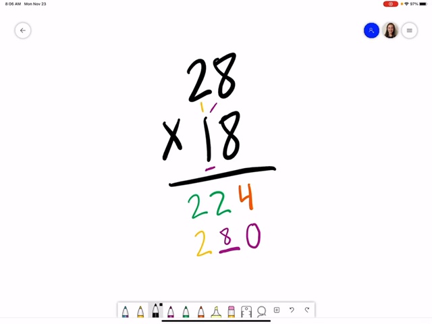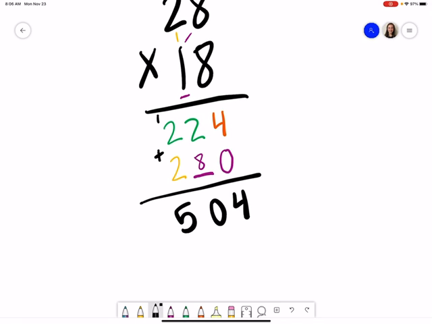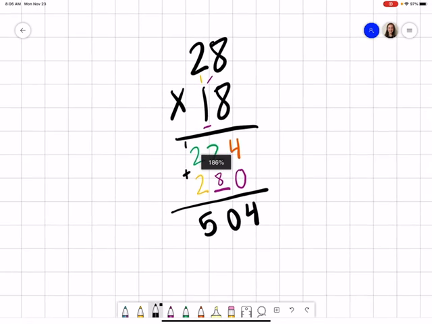Okay, now I can add these together to get my final answer. Okay, so 4 plus 0 is 4. 8 plus 2 is 10. Carry that 1. 2 plus 2 is 4. Plus that 1 on top is 504.